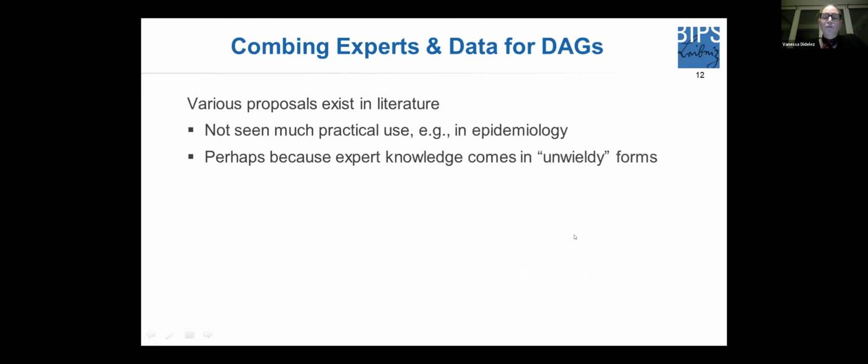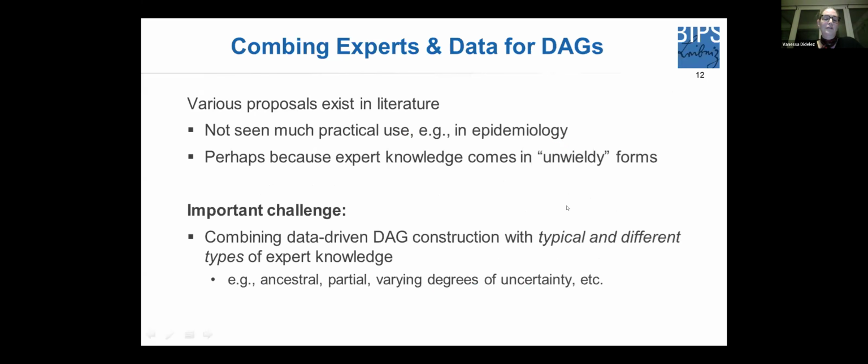So I think the way forward, like Anne said, is combining experts and data to construct DAGs. There are many proposals already in the literature, but again, they are not very widely used, perhaps because often it's not the right form in which expert knowledge is available. It comes in very different forms. And this is the important challenge for the future, to have good ways of combining different types of knowledge with different certainty and uncertainty about the edges, partial knowledge that experts have on direct or indirect relationships, etc., and to combine all of this with the construction of DAGs.